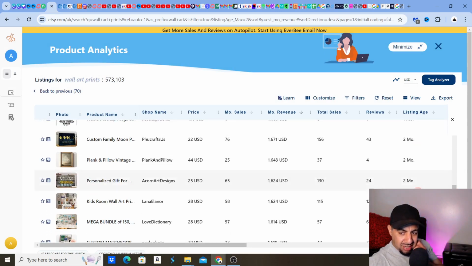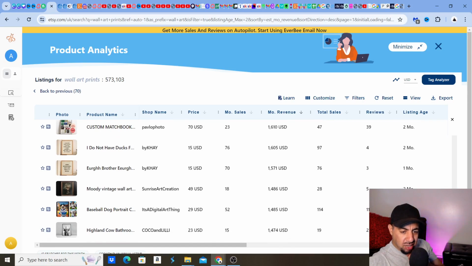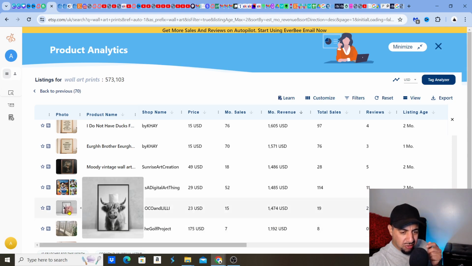Once you look at the listing age, you want to look at those 2, maybe 1-month-old listings that are making some decent cash. And ideally you want to look at these kind of one image listings just to make your life easier as well.